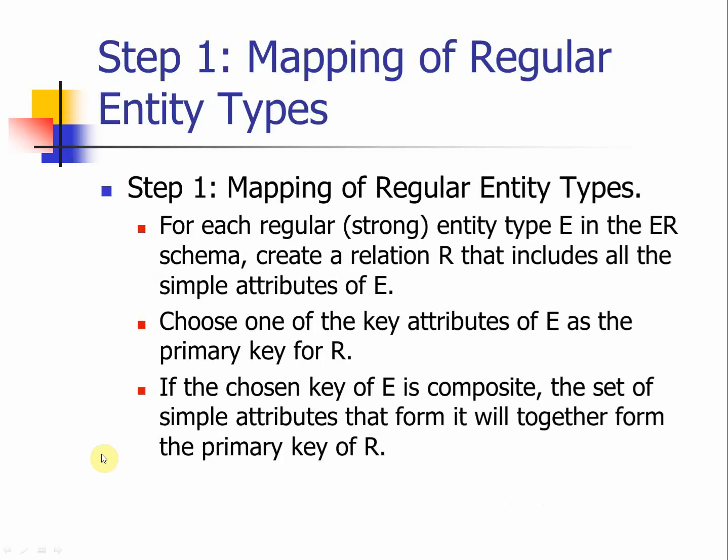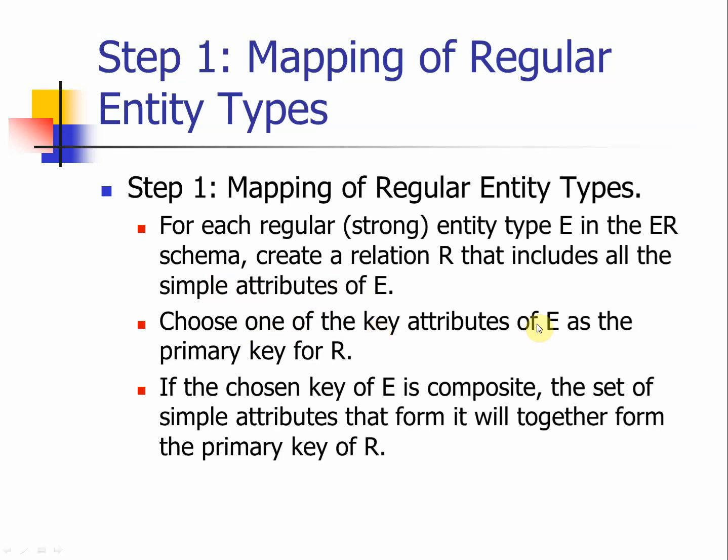So step number 1, we have to do things step by step from simple to more complicated steps. The very first step is super straightforward. The regular entity types, which means the rectangular box in the ER diagram. So for each regular, or what we call a strong entity type E, the entity we have in the ER diagram, what we need to do is simply create a relation R, which means we create a table in the relational schema diagram that includes all simple attributes of the entity.